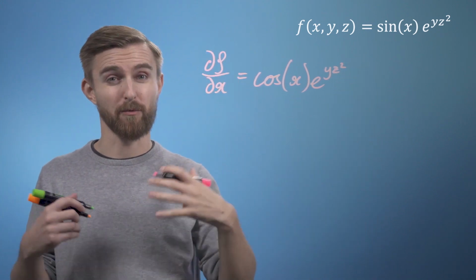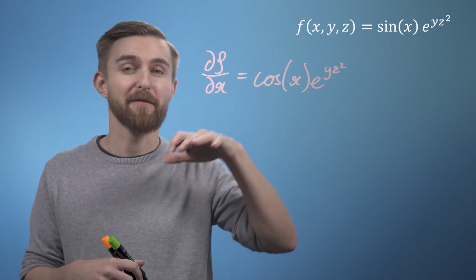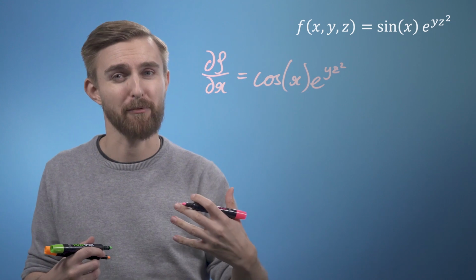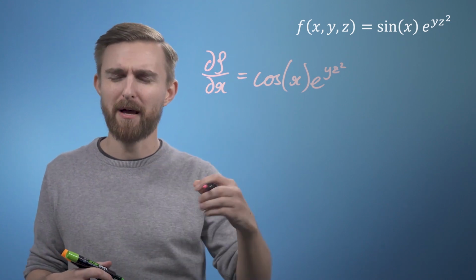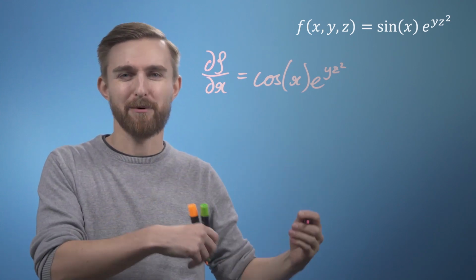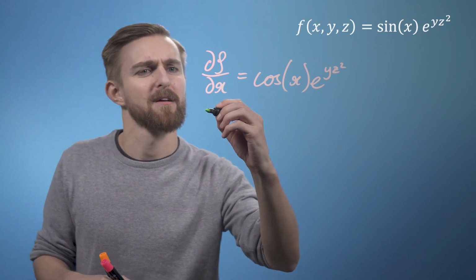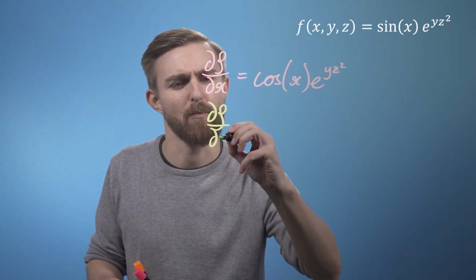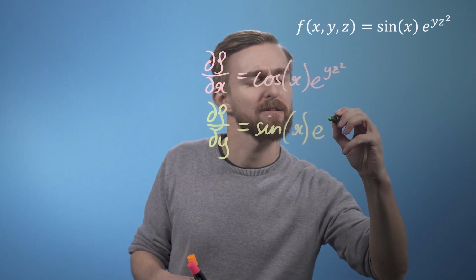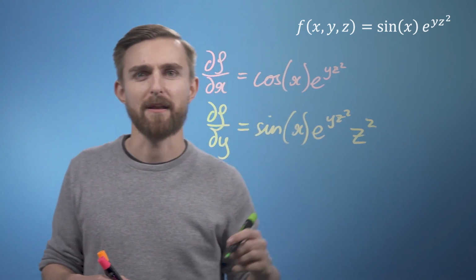Next, we'll differentiate with respect to y. In this case, the sine term does not refer to y, so we treat this as a constant, but for the exponential term, we can either apply the chain rule to it, or just remember that the result of this operation for an exponential will just be to multiply the derivative of the exponent to the front. And the derivative of yz squared with respect to y is just z squared. So we can write df by dy is going to equal sine of x e to the yz squared multiplied by z squared.